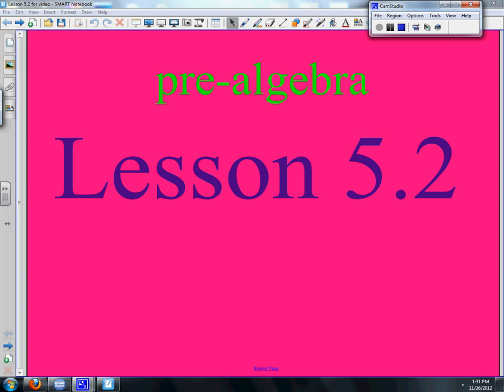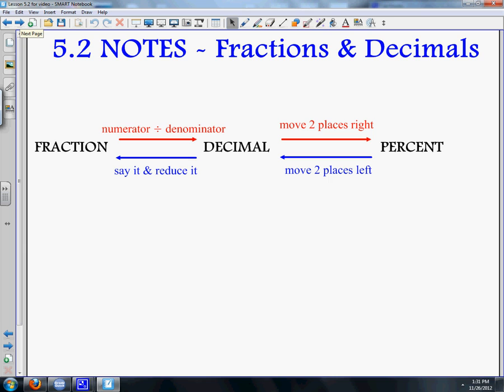This is pre-algebra lesson 5.2. 5.2 is about fractions and decimals. So in your notes, I want you to copy this down. Write fraction, decimal, and percent. And then the arrows tell you how to get from one to the other.